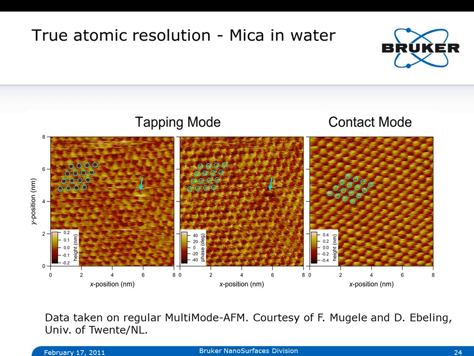However, when you switch to tapping mode, you can again clearly see the lattice as indicated by the blue dots here, but you can also see that single molecular defect indicated by the blue arrow here. Again, an indication that you get true atomic resolution and not just lattice resolution. And again, taken on a regular, plain vanilla MultiMode AFM from Bruker.